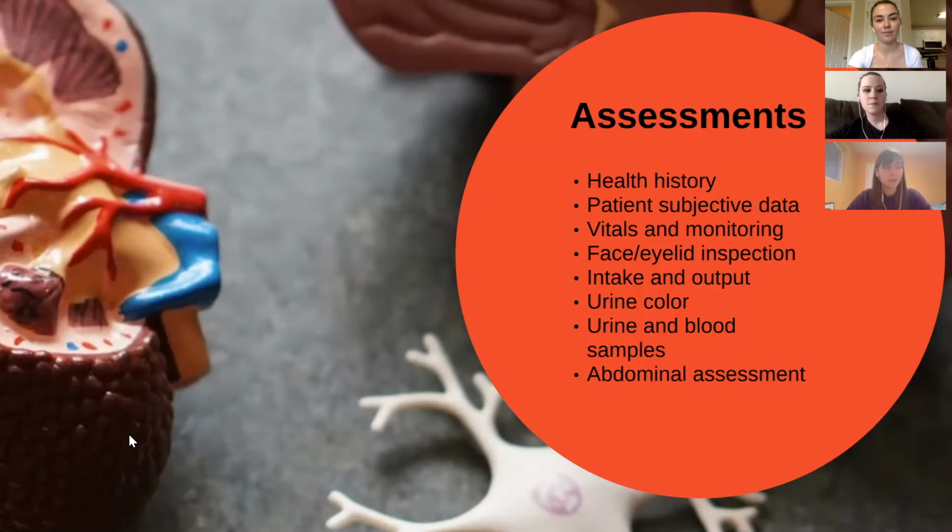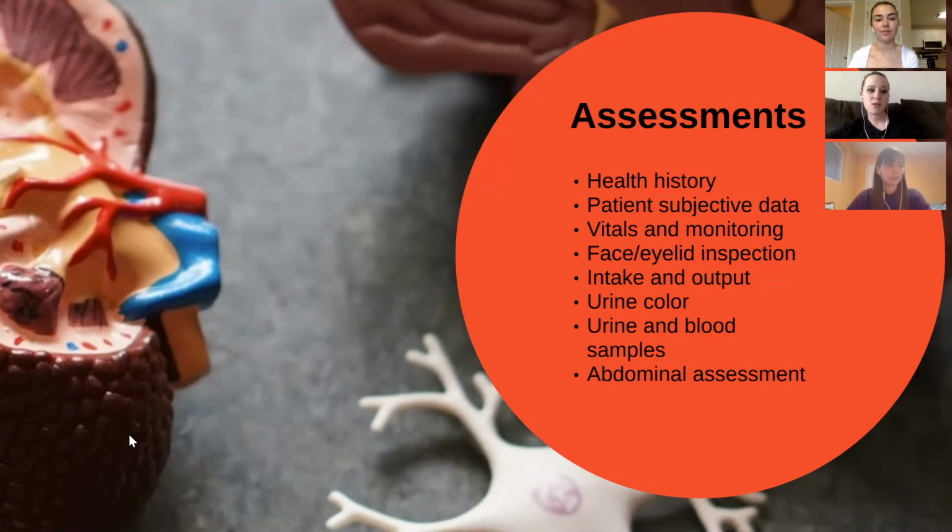Okay, so when you're doing these assessments, what specifically are you looking for? It's important to obtain a patient's health history because AGN will usually follow an infection by 7 to 21 days. The subjective data from the patient can notify the nurse if they are experiencing symptoms of weakness and malaise. The patient's vitals should be assessed, especially because the disease classically presents with hypertension, and then temperature should be taken to see if a fever is present.